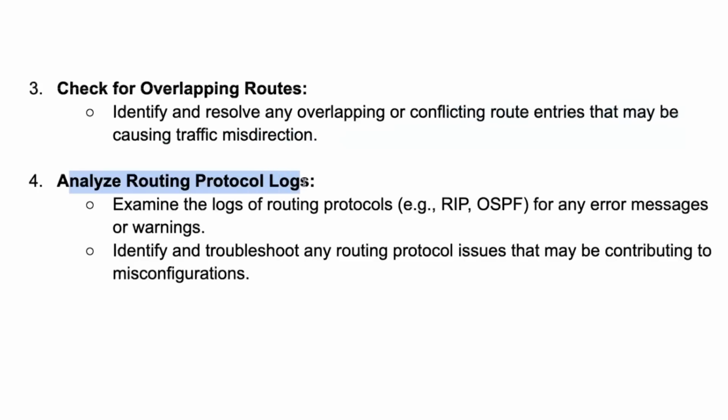Then you want to analyze the routing protocol logs. So look at the logs of routing protocols, for example, RIP or Open Shortest Path First, for any error messages or warnings. And again, logs are just a really good source of information to try to narrow down what's going on. And identify and troubleshoot any routing protocol issues that may be contributing to the misconfigurations.